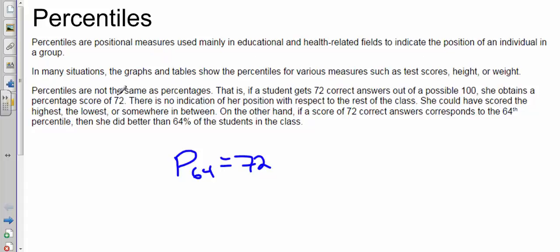So a little note here, percentiles are not the same as percentages. That's not entirely true, but if you're thinking about something like getting a mark on a test, you got 72 out of 100, you got a percentage of 72. The percentile would not necessarily reflect that. The percentile is how you did in comparison to your classmates. So if you got a 72 and that beats 64% of your classmates, then that puts you in the 64th percentile.